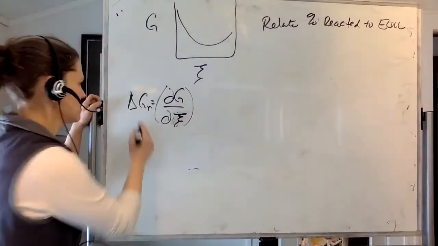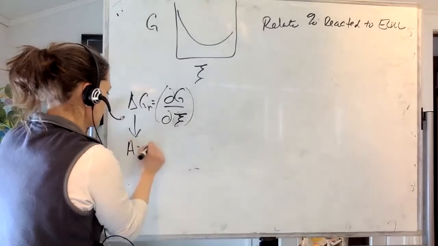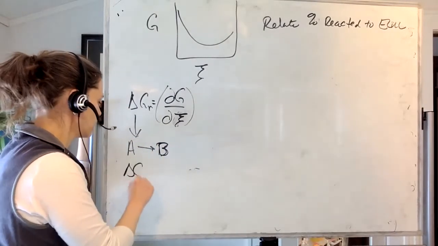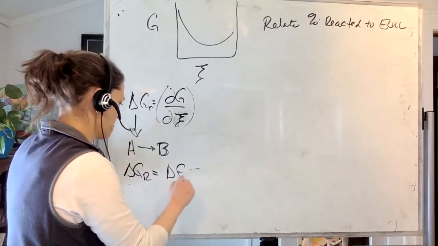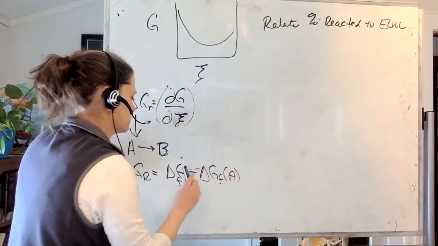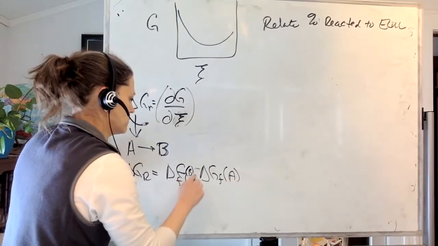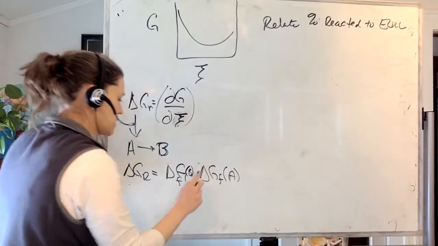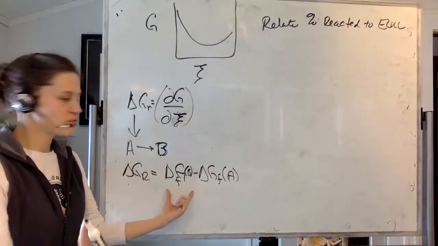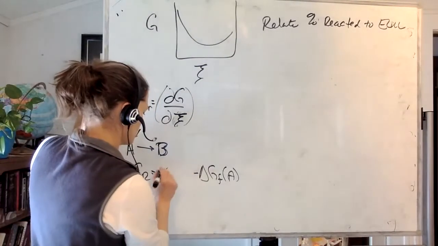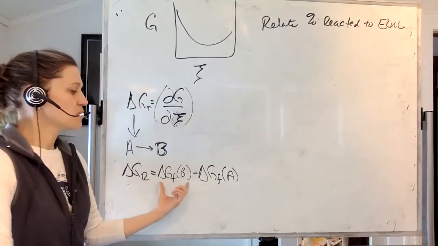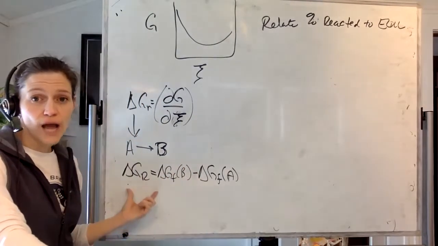delta G of reaction, this represents A going to B, okay? There's a delta G associated. All right, so the delta G of reaction is the fact that you've got the delta G of formation. Let's just say delta G of formation of B. The difference in the products minus the reactants. That's delta G of reaction.